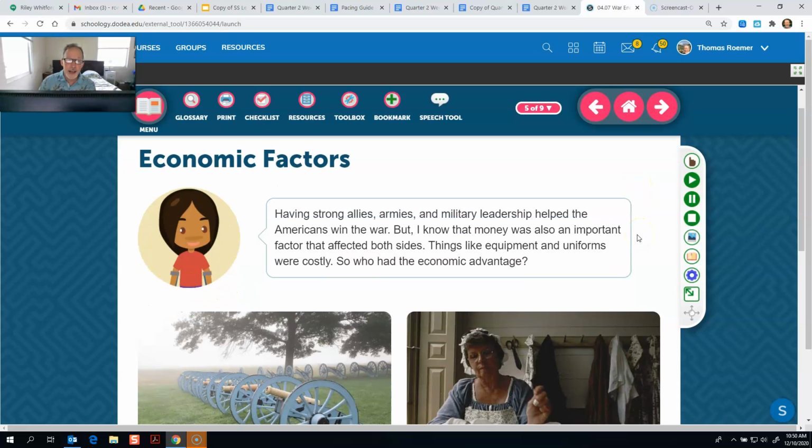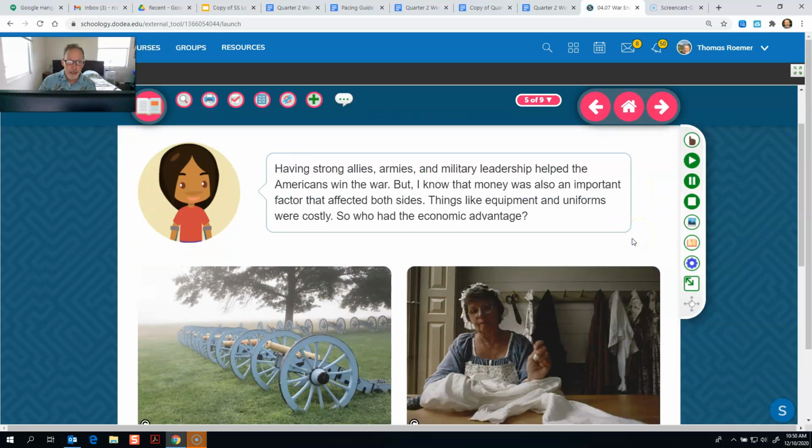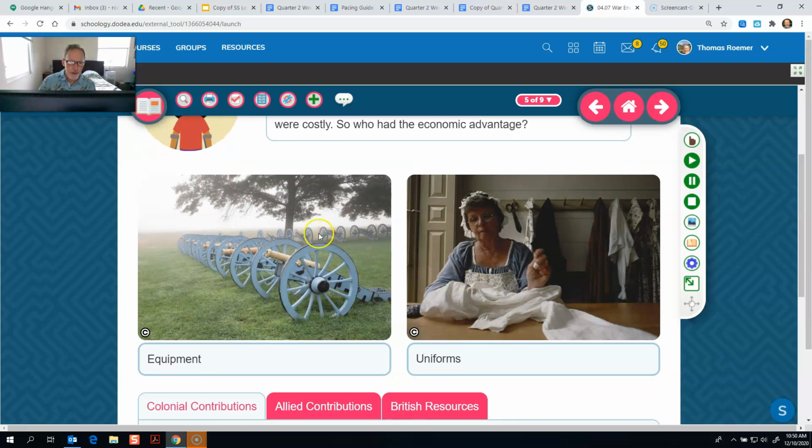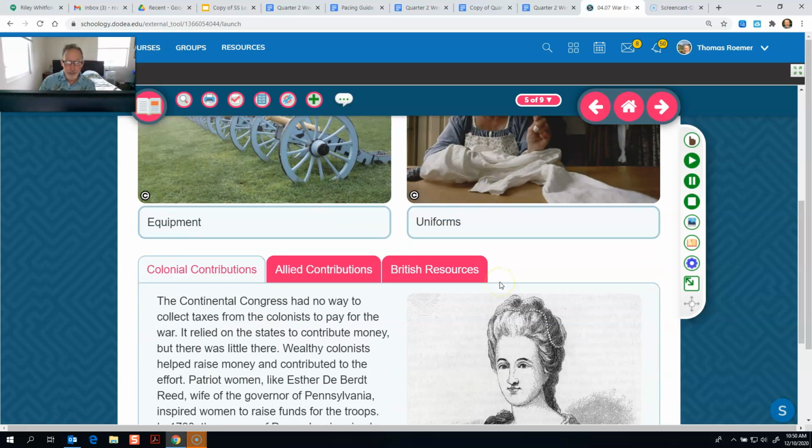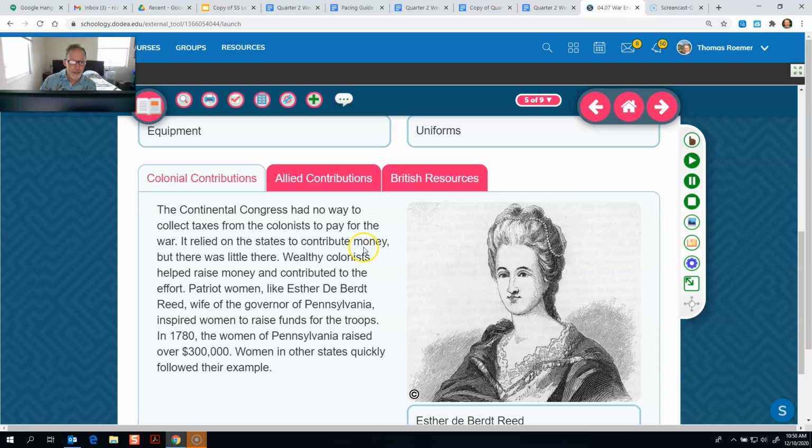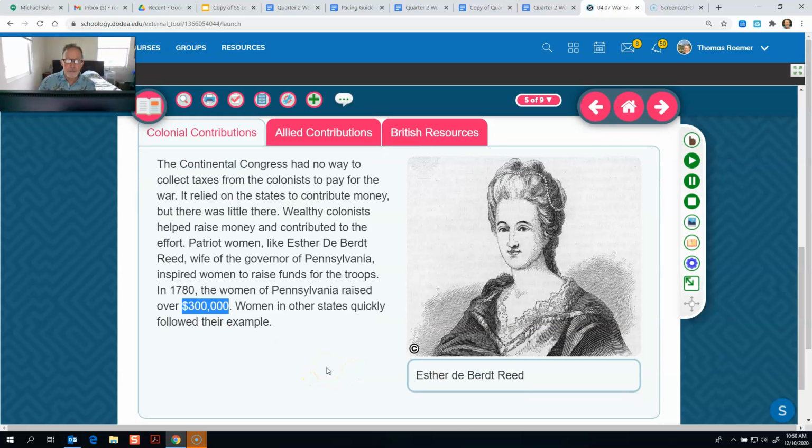Let's take a look here. Now we've got some economic factors, so money. You need equipment. You need gunpowder. You need things like horses. You also need uniforms. You can see that we did have some colonial contributions. In fact, the women of Pennsylvania raised $300,000. That's a large, large sum of money. And then they could make clothing as well.